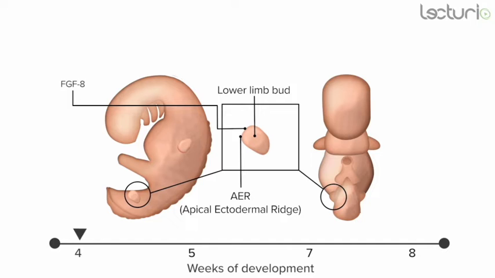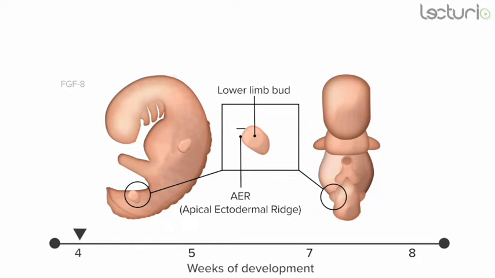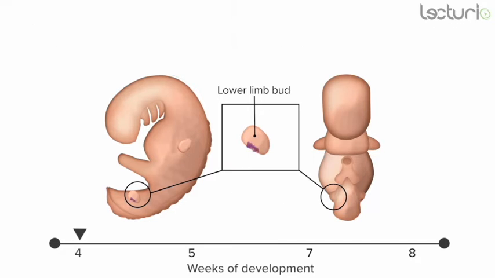TBX4 activates fibroblast growth factor 10, FGF10, which in turn activates FGF8, instrumental in the formation of the apical ectodermal ridge, AER, at the tip of the limb bud. This is followed by expression of FGF4 and continued FGF8 expression at the AER, causing replication of the mesenchymal cells proximal to the AER, leading to limb elongation.